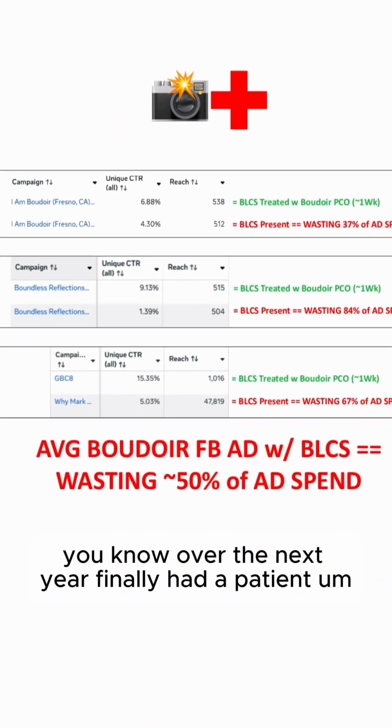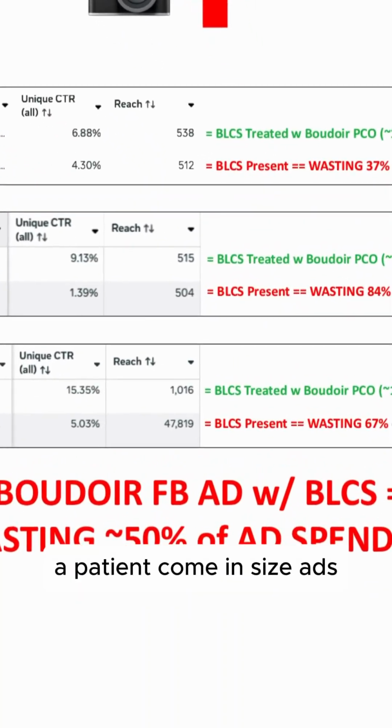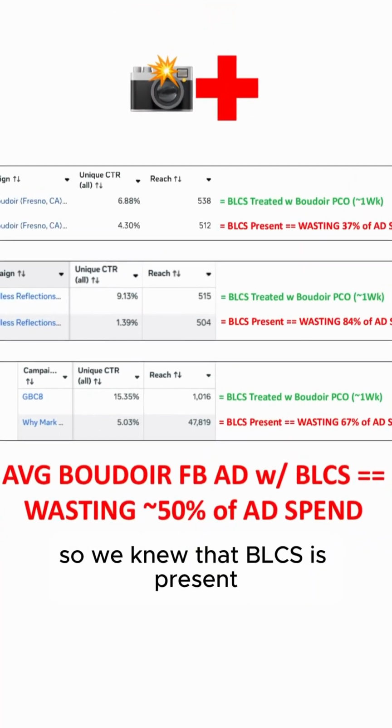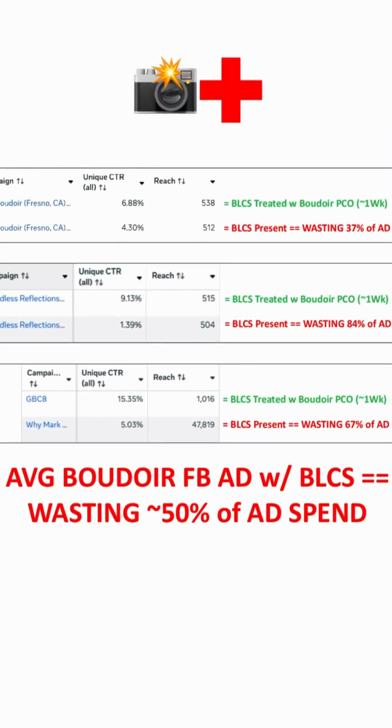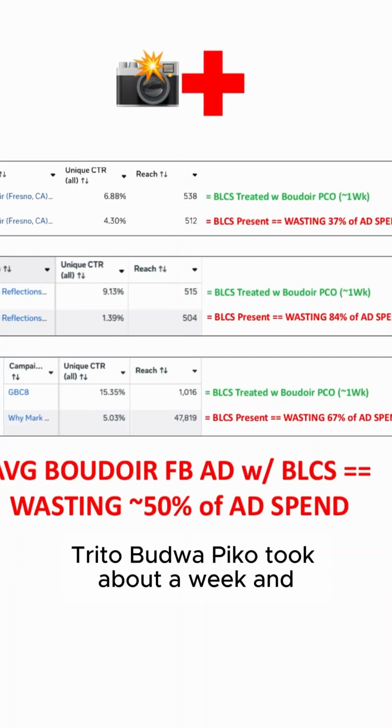Finally, a patient came in, and I saw his Boudoir Facebook ad at 5.03% unique CTR. So we knew that BLCS was present. We did a lot of work on this one. We treated it with Boudoir Pico, which took about a week.